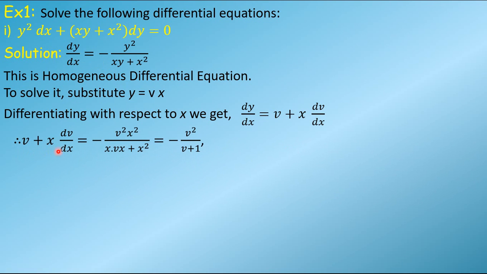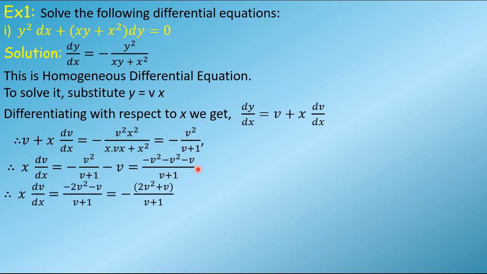So replacing dy by dx with v plus x dv by dx, and y to be vx, so v square x square, y to be vx, x square you can see common everywhere, gets cancelled. Then I have to shift this v to this side to make it variable separable, perform the calculation. We came to this stage. Again solving, you will come to this stage.